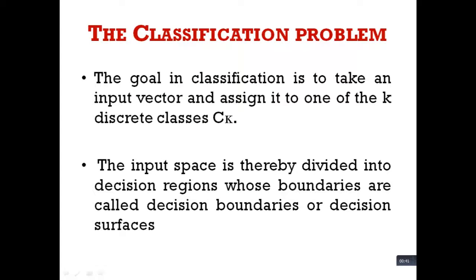The classification problem. The goal in classification is to take an input vector and assign it to one of the k discrete classes Ck. The input space is thereby divided into decision regions whose boundaries are called decision boundaries or decision surfaces.